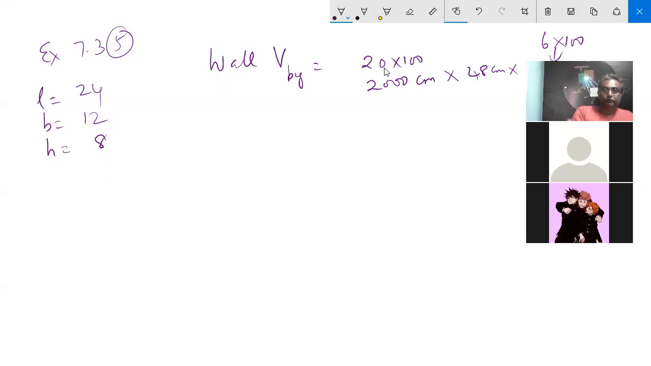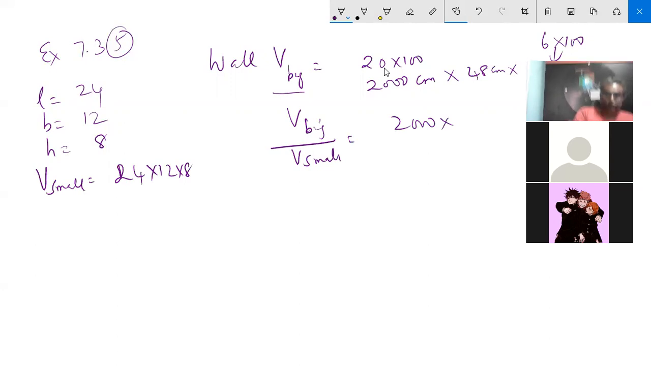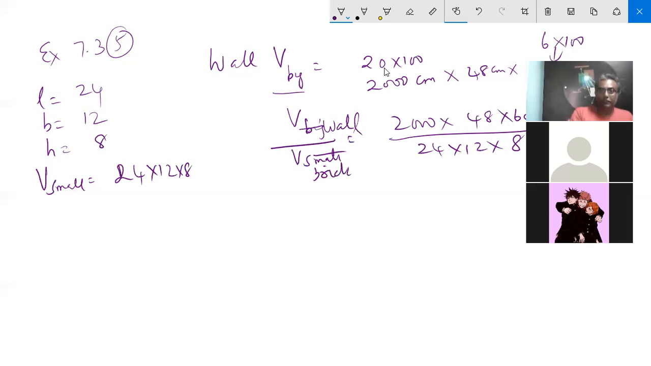So big volume by small volume. This is small volume. Brick volume is equal to 24 into 12 into 8. So big volume divided by small volume: 2000 into 48 into 600 divided by 24 into 12 into 8. Can you know what is big volume and small volume? You write wall volume by brick volume, volume of wall by volume of brick.